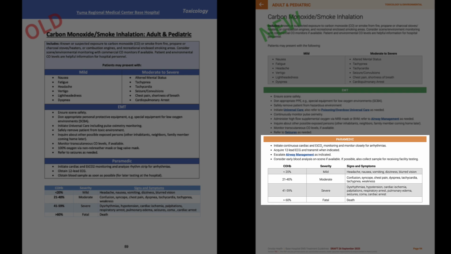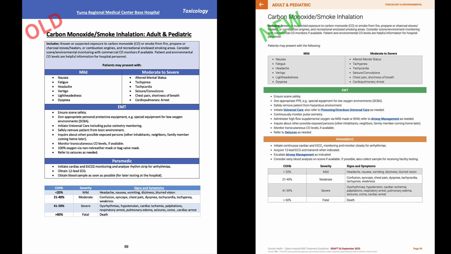The carboxyhemoglobin chart near the bottom of the page is the same as in the prior version and serves as a reference for likely symptoms based on severity. In short, this page reinforces what you already know on the topic, no changes in treatment or expectations, just a consistent evidence-based protocol across both legacy and updated systems.